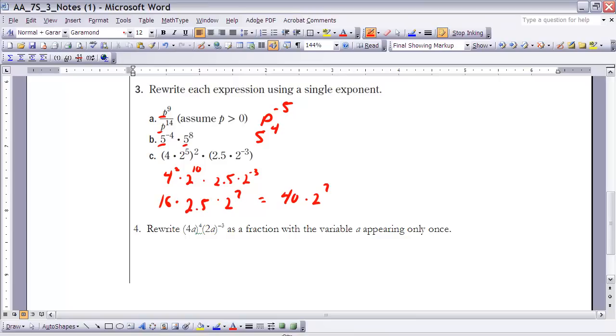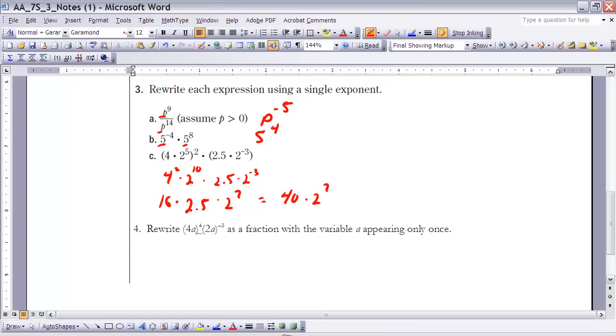The last one involves a little bit more work. I'm going to first distribute, or do the power of a power. So I'm going to square 2 to the 5th, and I'm going to square 4. So if I do that, I get 4 squared times 2 to the 10th, 5 times 2. And over here, I'm going to leave this as 2.5 times 2 to the negative 3rd.